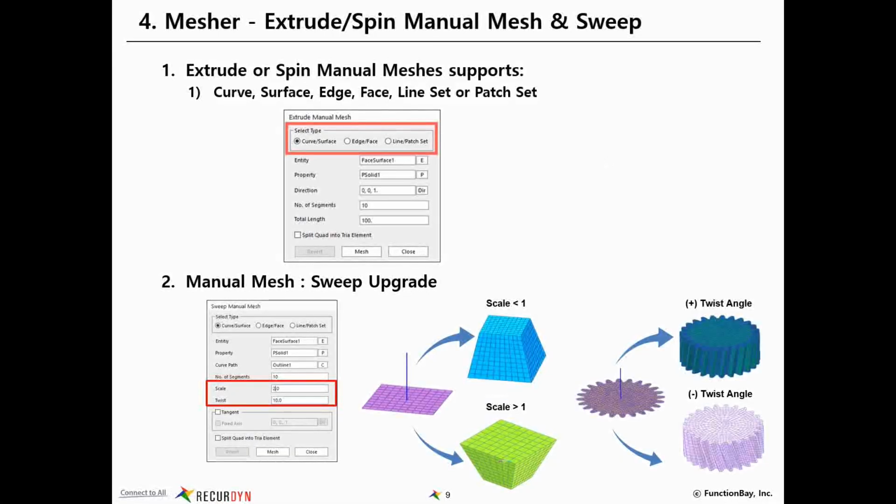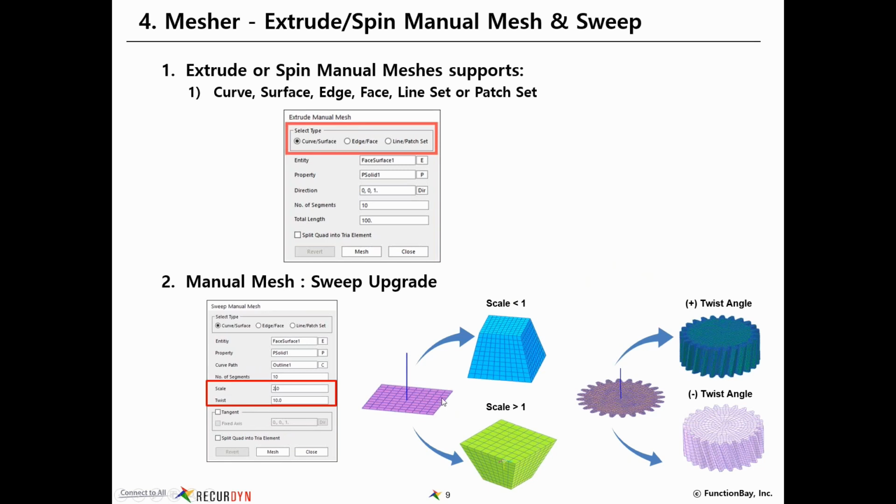All right, so just a small update to the manual mesh here. If you have a 2D mesh, you can change that into a 3D mesh using the manual mesh feature. The manual mesh was included in previous versions. There are just a few new features that you can use now. It now supports curve, surface, edge, face, line set, or patch set that you can extrude from. And also there are these two new options here that let you include a scale or a twist when you're doing a manual mesh.